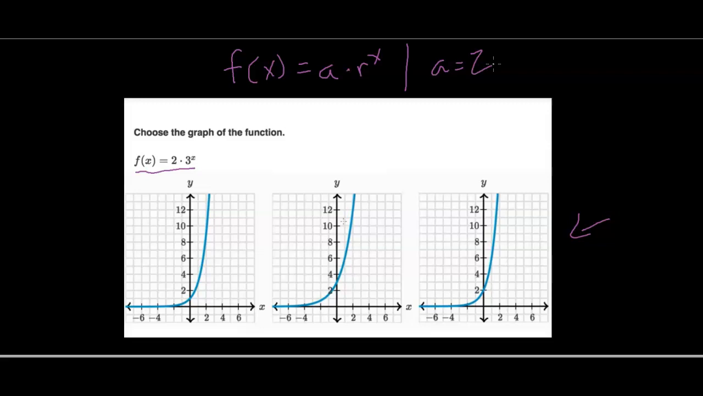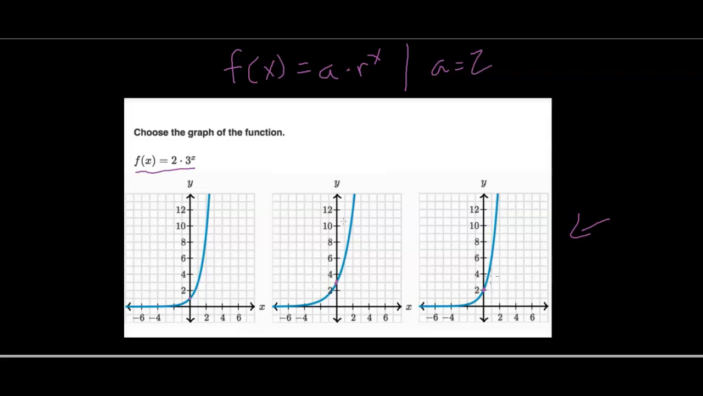Okay, so which of these graphs could possibly represent this function? Well, this first graph here, it looks like it has a y-intercept at positive 1, right? That's not right. What about this second graph? It looks like it has a y-intercept at positive 3. That's not right. Our third graph has a y-intercept at positive 2. So our third graph can only be the correct answer.